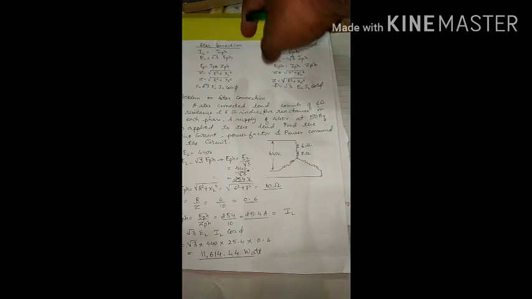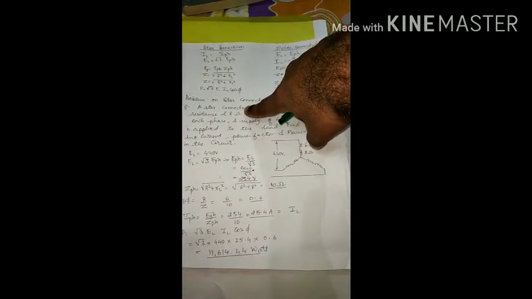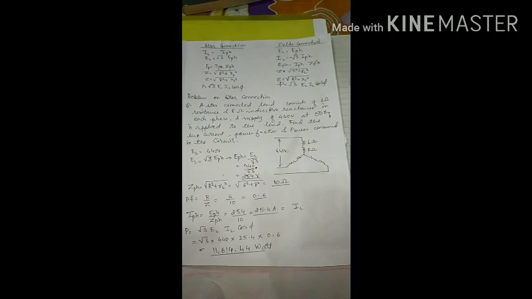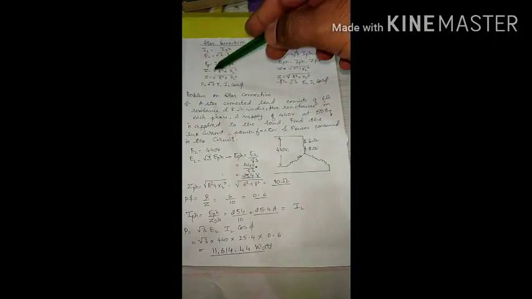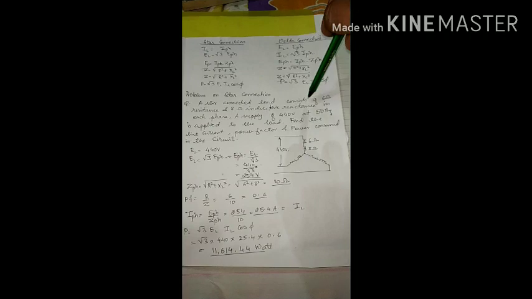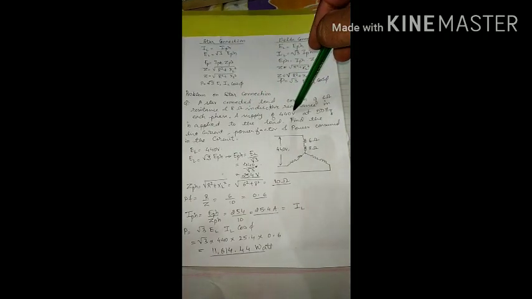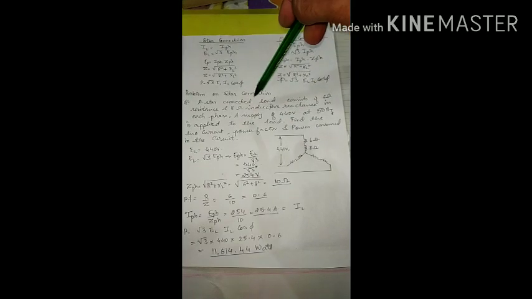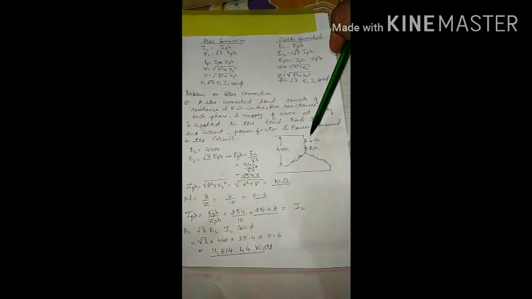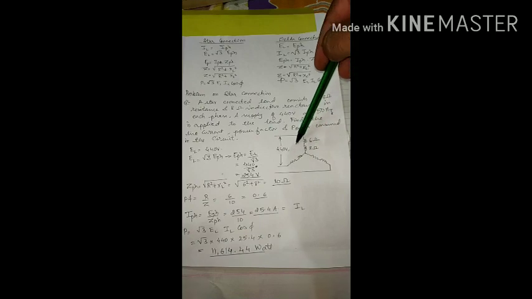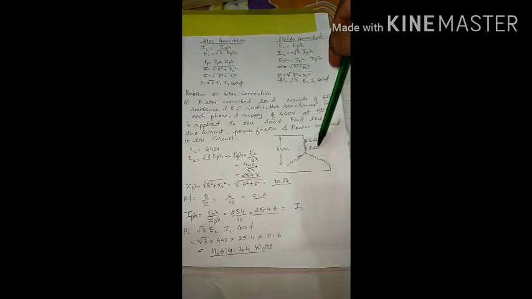Now, a problem on star connection. A star connected load consists of 6 ohm resistance and 8 ohm inductive reactance. So he has given the value of R as well as the value of XL. Why? Because it is inductive reactance, and it is in ohms in each phase. So R and XL are in each phase. So this is R and XL, R and XL, R and XL. These are the phases: one phase, second phase, third phase.